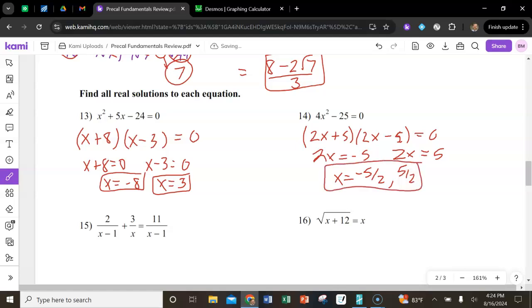Okay, so for each one of those, if you wanted to use the quadratic formula, you absolutely could. What I like to do is, if I can't factor it right away, I'm not going to try to factor something that is really difficult to factor. Instead, I would just use the quadratic formula.